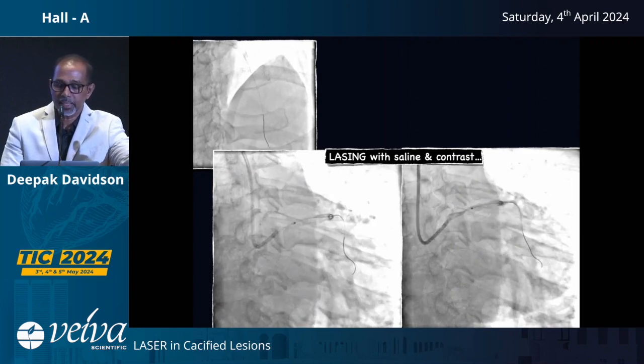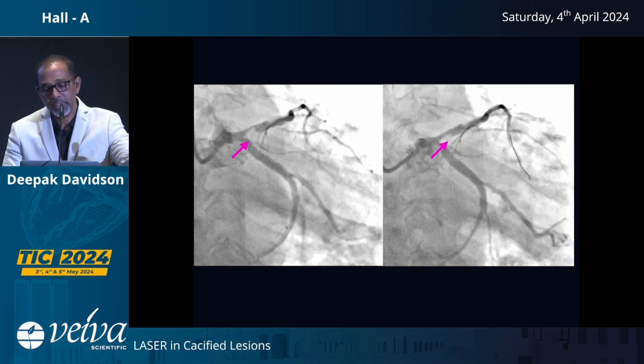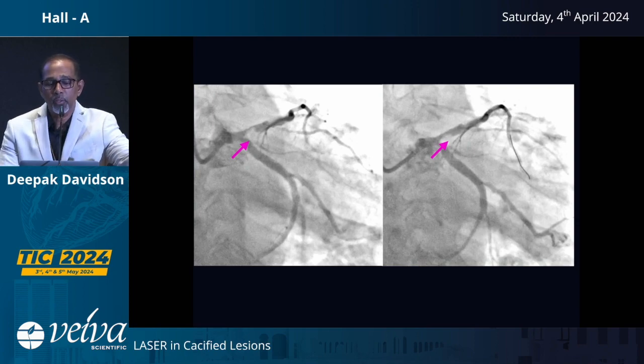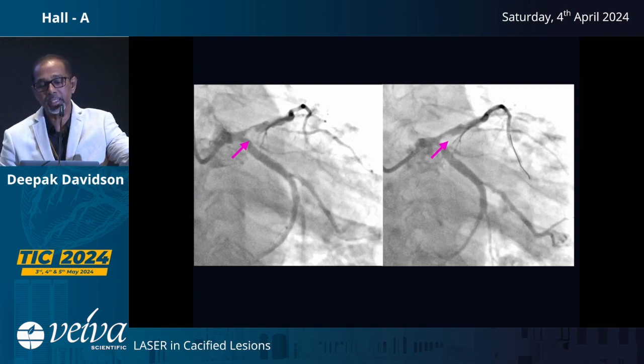And once he was in our center, we did lacing. We started off with laser. The options were rotational atherectomy versus lacing. Because it was a discrete lesion, and he already had a 6 French sheath in the radial artery, we thought that we'll try with lacing. If it doesn't work, then probably we'll go with rotablator.